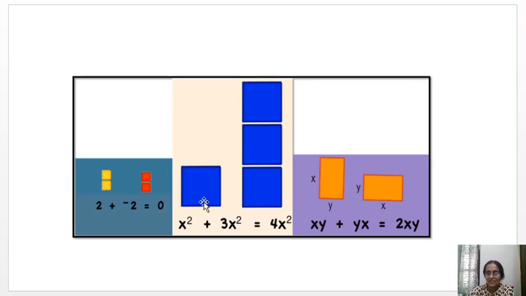There is 1 blue square shape. It represents x square. There are 3 blue square shapes. You can combine the same figure. So it is total square shapes. Total there are 4 square shapes, 4x square. You can add up.